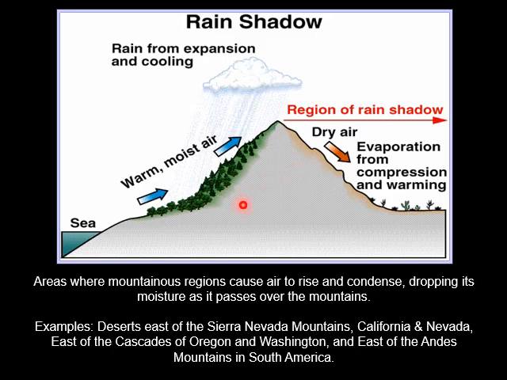In some areas, you have rain shadow deserts. These are areas where mountainous regions cause air to rise and condense, and moisture drops as it passes over the mountains. Examples of this are the deserts east of the Sierra Nevada mountains in California and Nevada, east of the Cascades in Oregon and Washington, and east of the Andes Mountains in South America. You produce an Aeolian or dry environment at the other side of the mountain range.